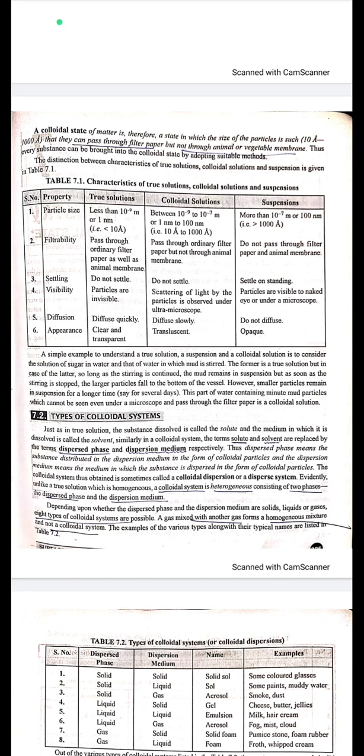Table 7.1 Characteristics of true solutions, colloidal solution, and suspension. So, the first property is particle size. True solutions have less than 10 raised to power minus 9 meter or 1 nanometer. True solutions pass through ordinary filter paper as well as animal membrane. They do not settle. Particles are invisible in this. They diffuse quickly. They are clear and transparent.